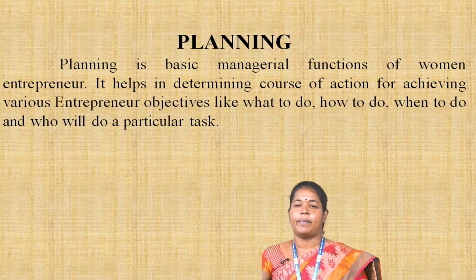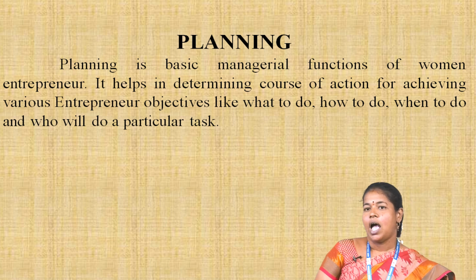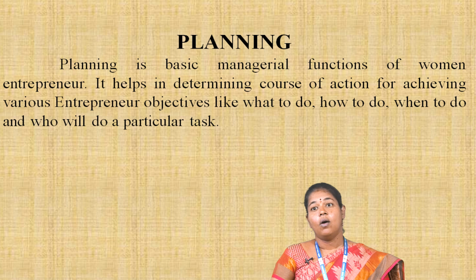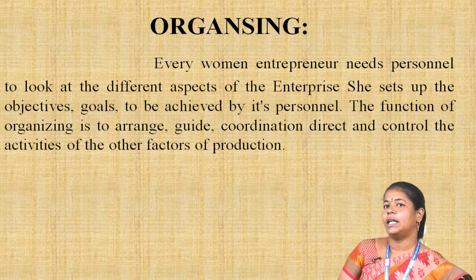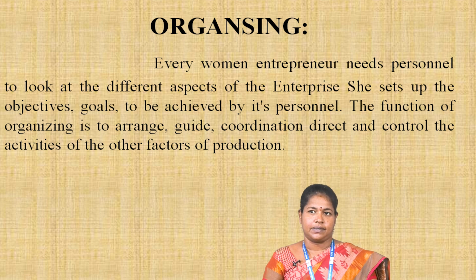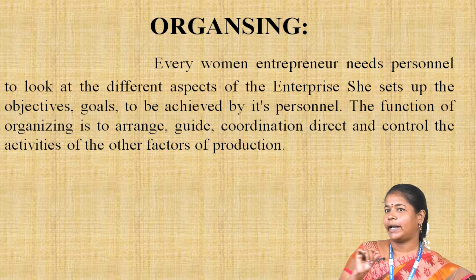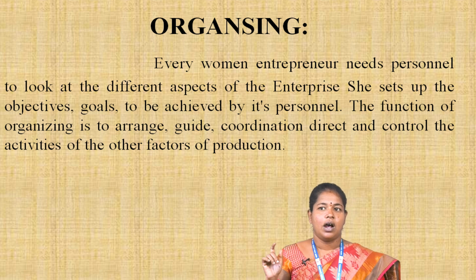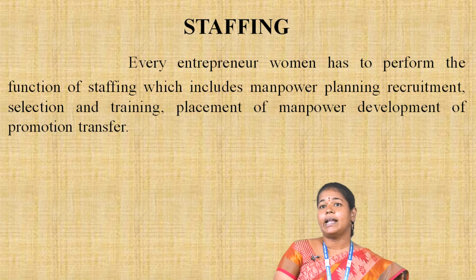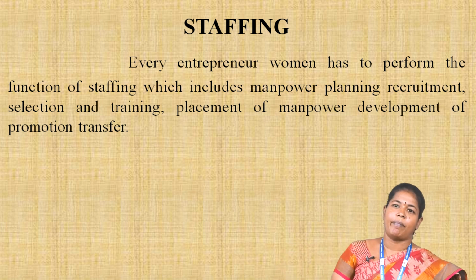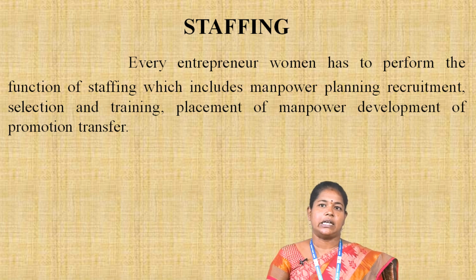Planning. Planning is a basic management function of women entrepreneurs. It helps in determining the course of action for achieving various entrepreneurial objectives, like what to do, how to do, when to do and who will do a particular task. Organizing. Every woman entrepreneur needs personnel to look at the different aspects of the enterprise. She sets up the objectives and goals to be achieved by her personnel. The function of organizing is to arrange, guide, coordinate, direct and control the activities of other factors of production. Staffing. Every woman entrepreneur has to perform the functions of staffing, which includes manpower planning, recruitment, selection and training, placement of manpower, development, promotion and transfer.